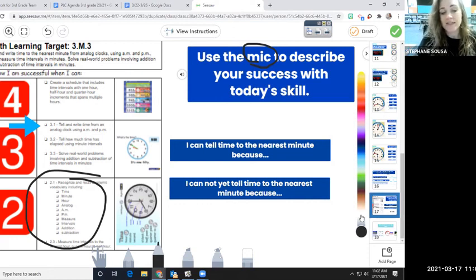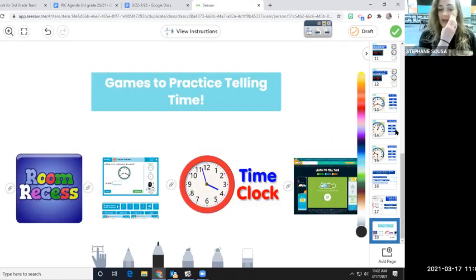When you finish that task, slide 18 has some telling time games that you can play to practice telling your time. You also have time telling assignments on Prodigy and on Zearn. Okay, those are your tasks for today.